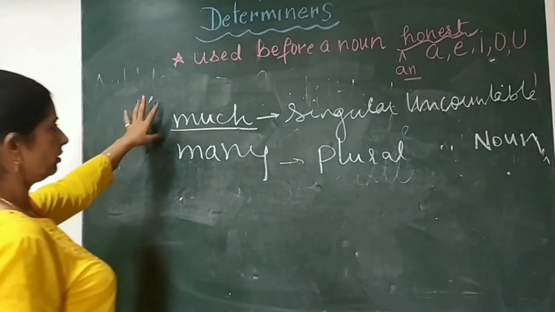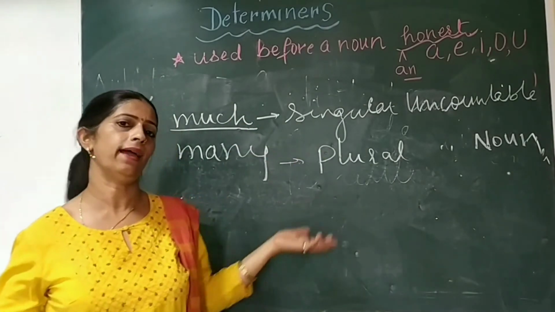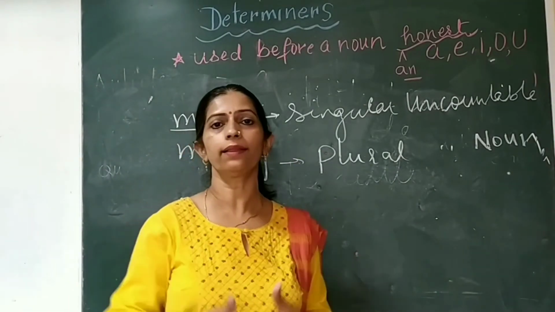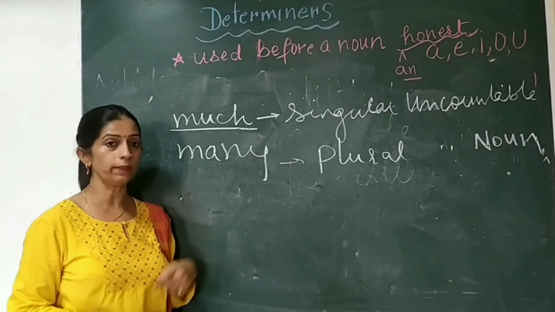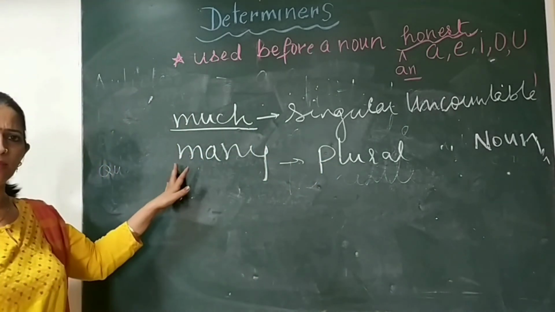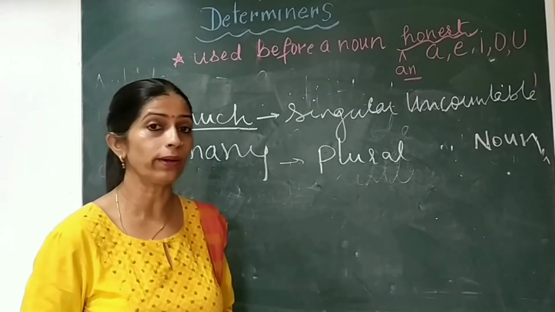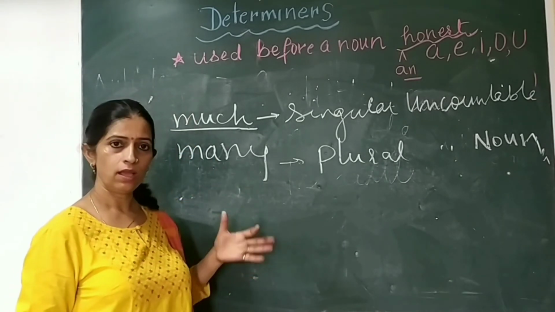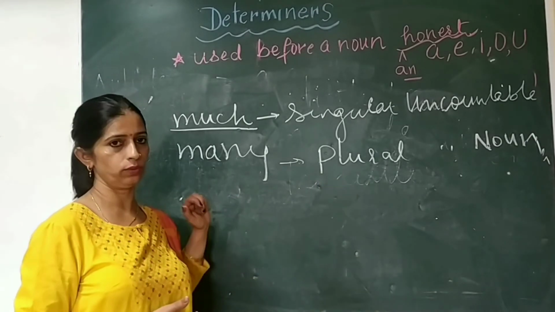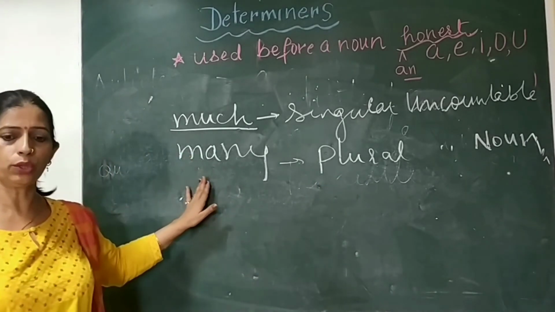Much: there is not much work left for me. Much work. Work we can't count, how much is left. So there is much work left for me to do today. Many: many students have not attended the PPM. So there the counting can be done, plural nouns are there, so many can be used there.